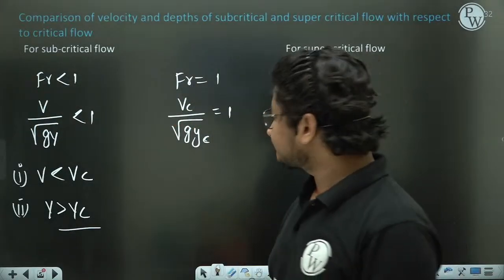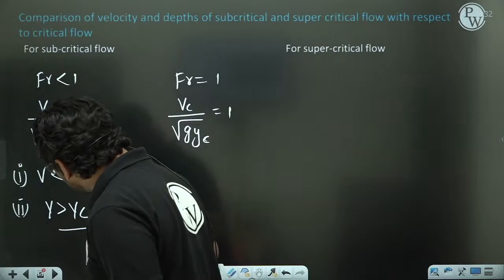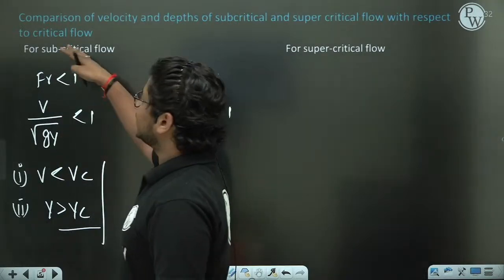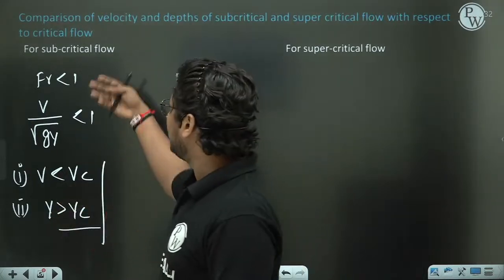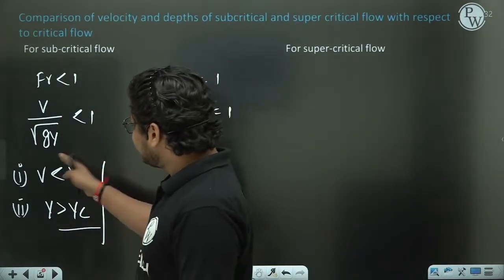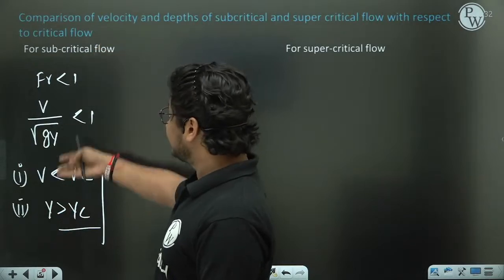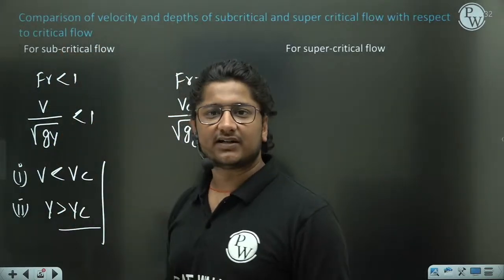Is it clear? And these two conditions become the conditions for subcritical flow. Whenever you see your depth is more than the critical depth, you call it a subcritical flow. Whenever velocity is less than the critical velocity, you call it a subcritical flow.